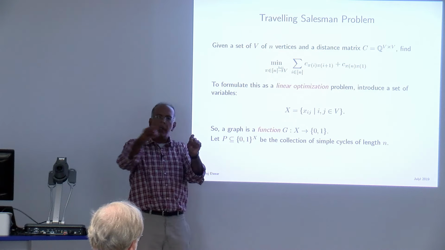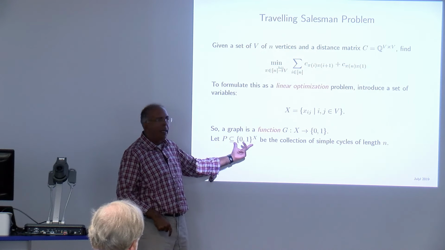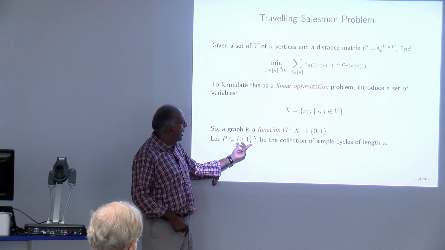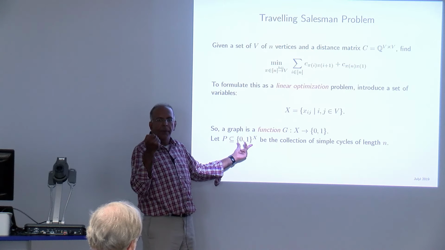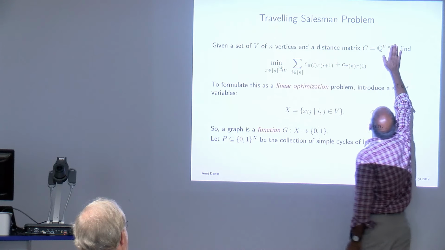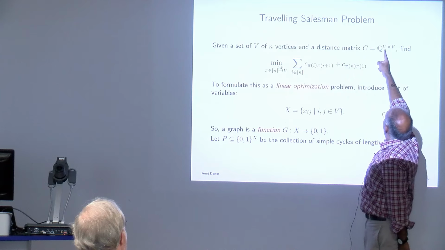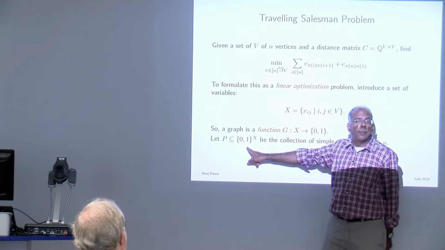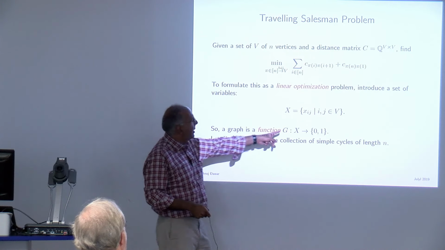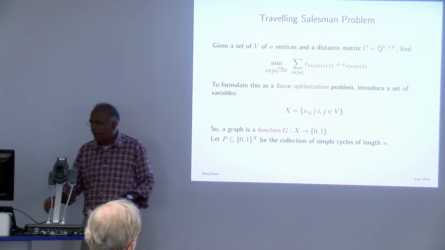Consider those graphs which are simple cycles of length n. That is some sub-collection of these functions. So I'm thinking of this now as a vector in this space. It's assigning to each pair of vertices either 0 or 1. That's what a graph is. A graph is a vector in that space, and this is now a collection of vectors.